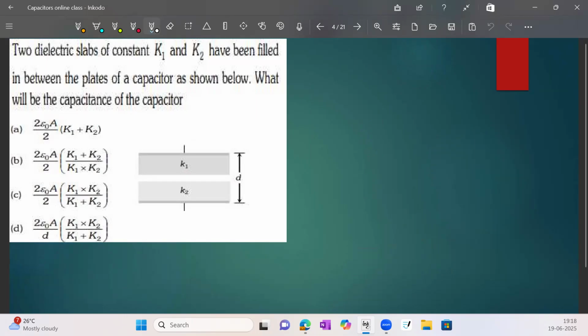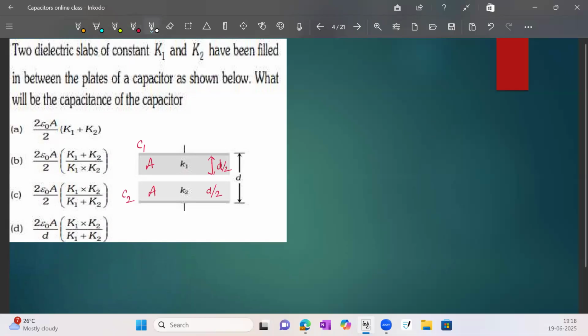See the diagram here, the distance is divided. The distance from here to here, if we take it, is not the area. Distance we can take as d by 2 and d by 2. This capacitor area is A. So if you take this as C1, this is C2.